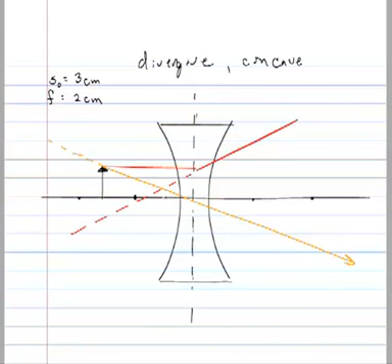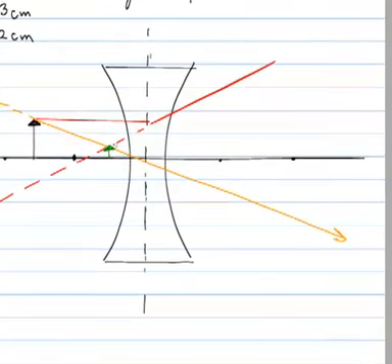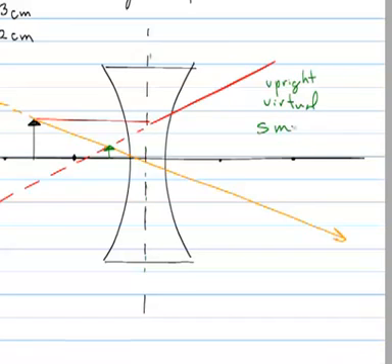This only produces one type of image. It's right here. The orientation is upright, and it is virtual, and it is small. And there you have an example of how to handle the light beams on lenses.